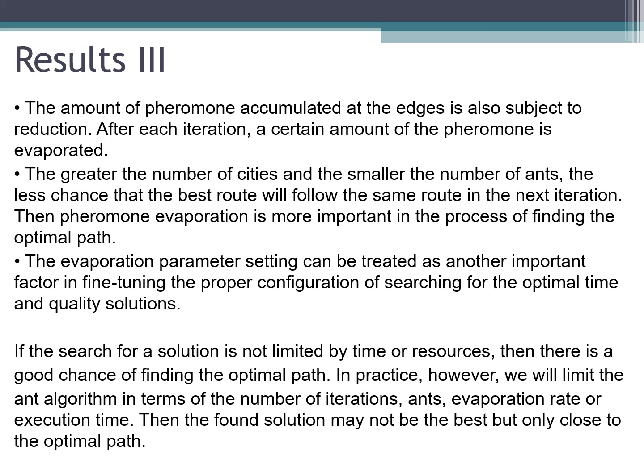After each iteration, a certain amount of pheromone is evaporated, that is, reduced. The greater the number of cities and the smaller the number of ants, the less chance that the best route will follow the same route in the next iteration. Then pheromone evaporation is more important in the process of finding the optimal path. The evaporation parameter setting can be treated as another important factor in fine-tuning the proper configuration for searching for the optimal time and for quality solutions.